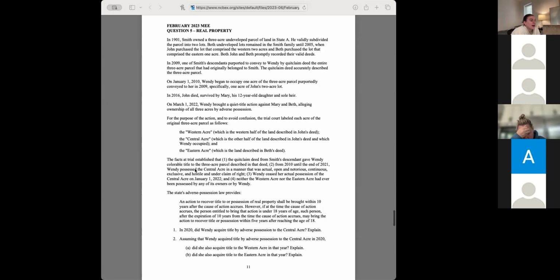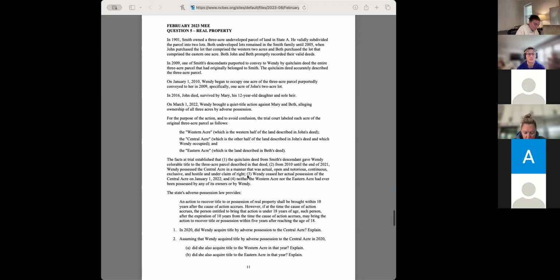Okay, so now the facts at trial established one, the quitclaim deed from Smith's decedent gave Wendy colorable title to the 3-acre parcel described in that deed. So I'm also going to write this down, right? So I'm going to draw a number 1. I'm going to put S, draw an arrow to Wendy. Then I'm going to draw number 2. It says from 2010 until 2021, Wendy possessed Central Acre. It was open, notorious, continuous, actual, exclusive, hostile, and under the claim of right.